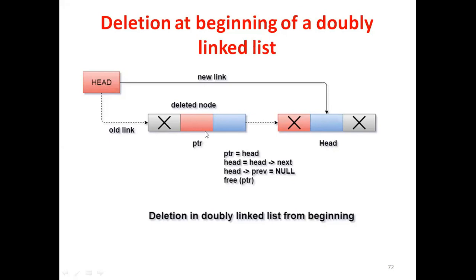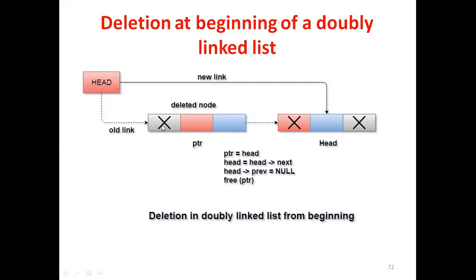Okay, two pointer fields are there, next field and previous field. And earlier, when this node was the first node, this was the next field which was pointing to this node, and this was the previous field which was pointing to null value. Okay, this was containing null value.